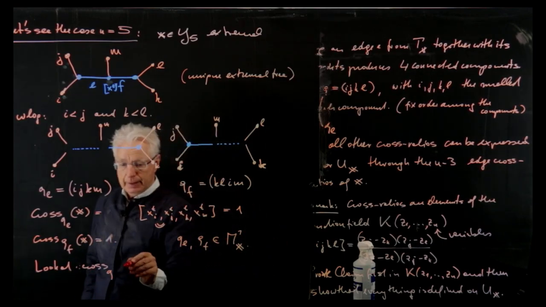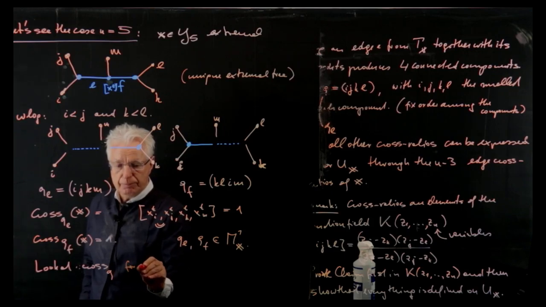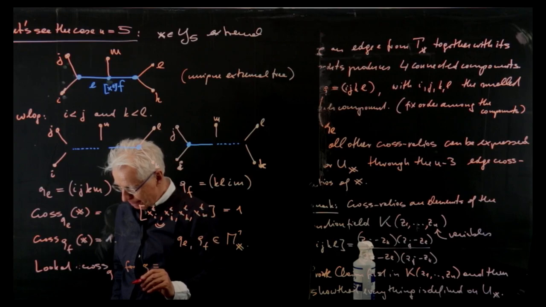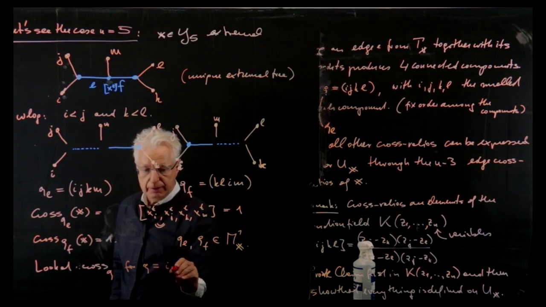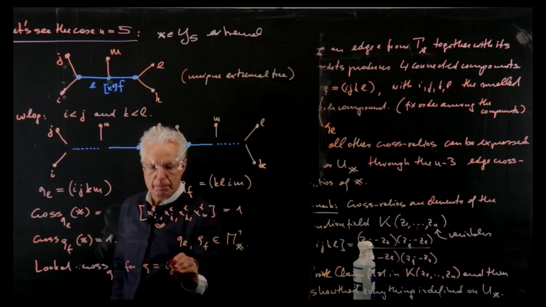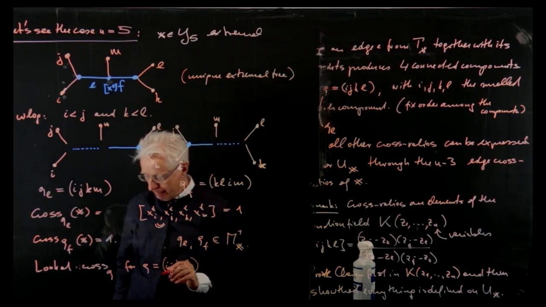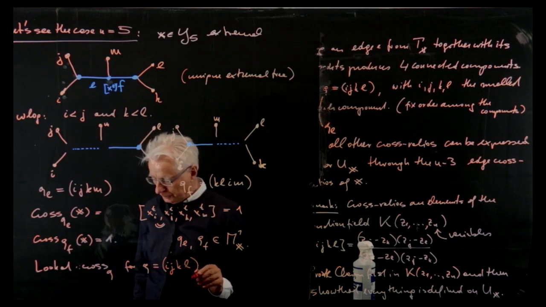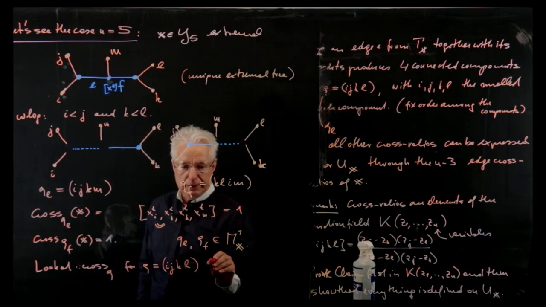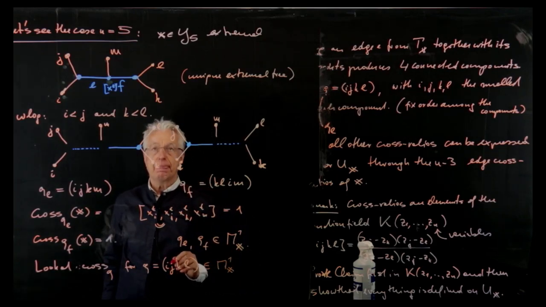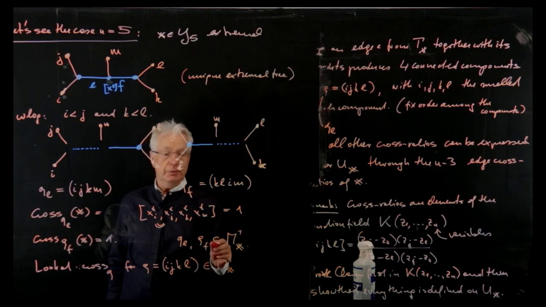So for Q, let us take, for instance, ijkl. That's a different quadruple, and it belongs again to M1X, so we are well in our subset UX.